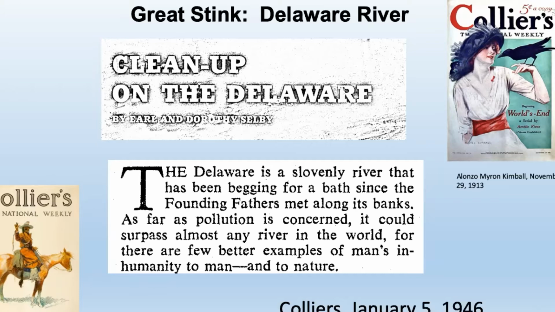And the article begins by saying the Delaware is a slovenly river that has been begging for a bath since the founding fathers met along its banks. As far as pollution is concerned, it could surpass almost any river in the world, where there are fewer, better examples of man's inhumanity to man and to nature. So a pretty dramatic beginning to an article, but it's not too much of an exaggeration to say the river was really in bad shape at this point of its history.